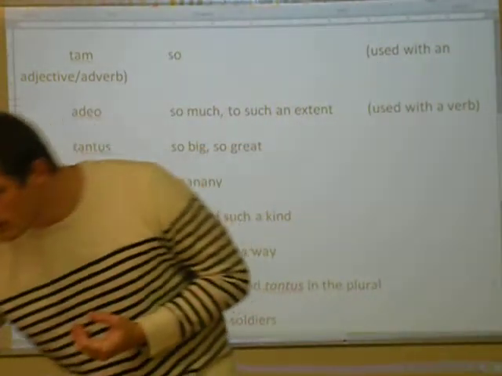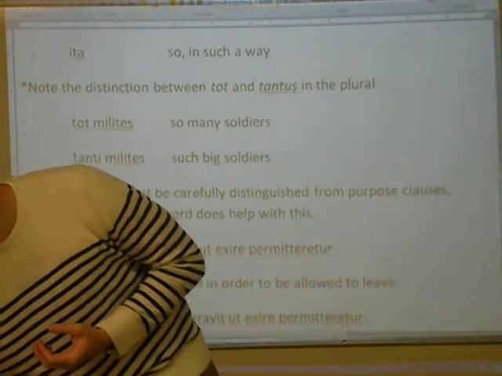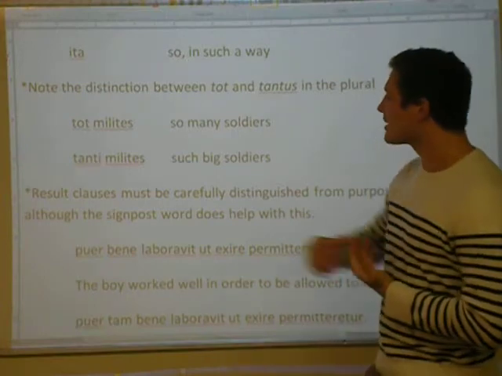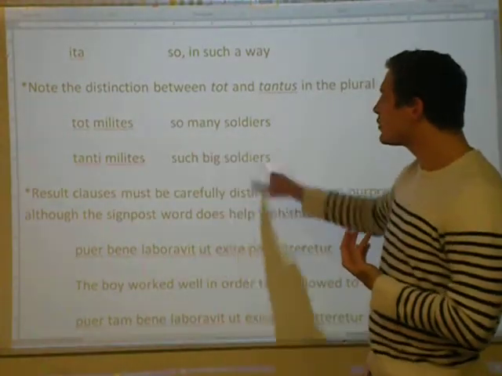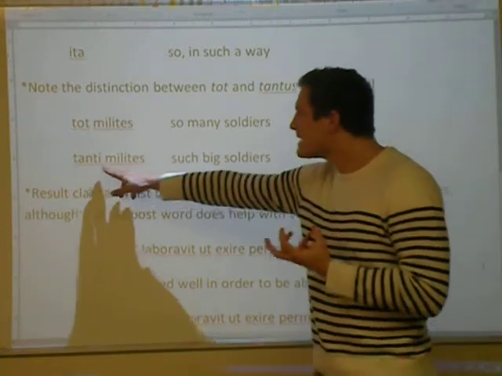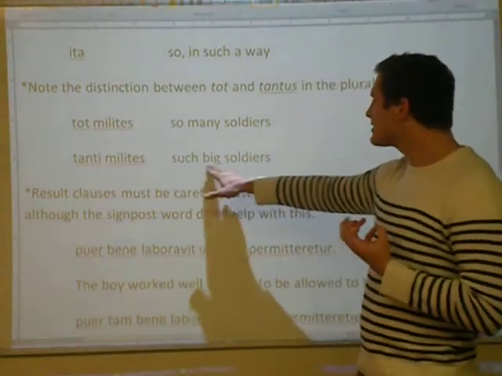Just quickly to note that there is a distinction between tot, which means so many, and tantus when it's being used in the plural. Tot milites means so many soldiers. Tanti milites doesn't mean so many soldiers, but tanti is referring to the size, so they are such big soldiers.